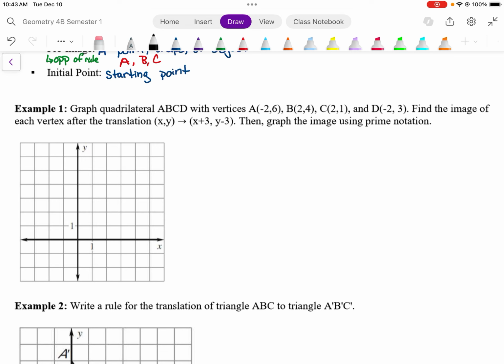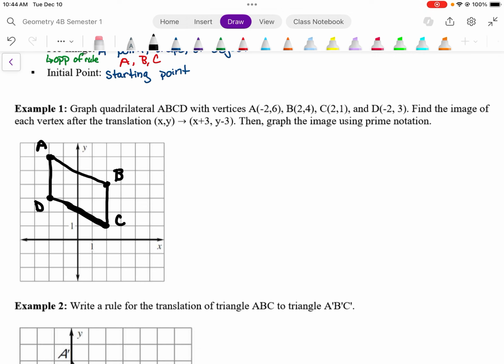So for this first one, they gave us point A at -2, 6. So we go left 2, up 6. Label that one A. This is our pre-image, so we just use the regular letters. B is at 2, 4. C is at 2, 1. And then D is at -2, 3. So then we connect them. It is a 4-sided shape or a quadrilateral.